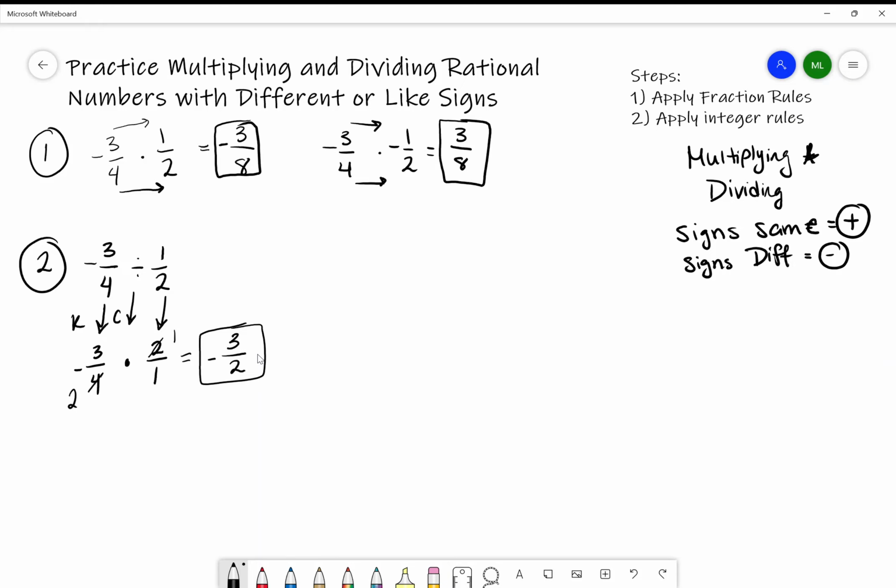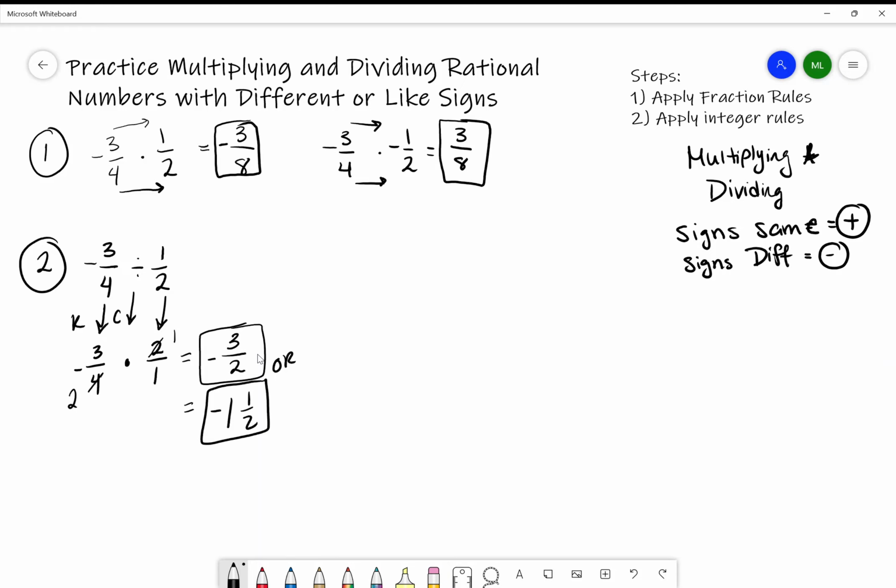Now, if you need to change it into a mixed number, it would be negative 1 and 1/2. Depends on what is being asked of you, if you want to keep it as an improper fraction or to change it to a mixed number.